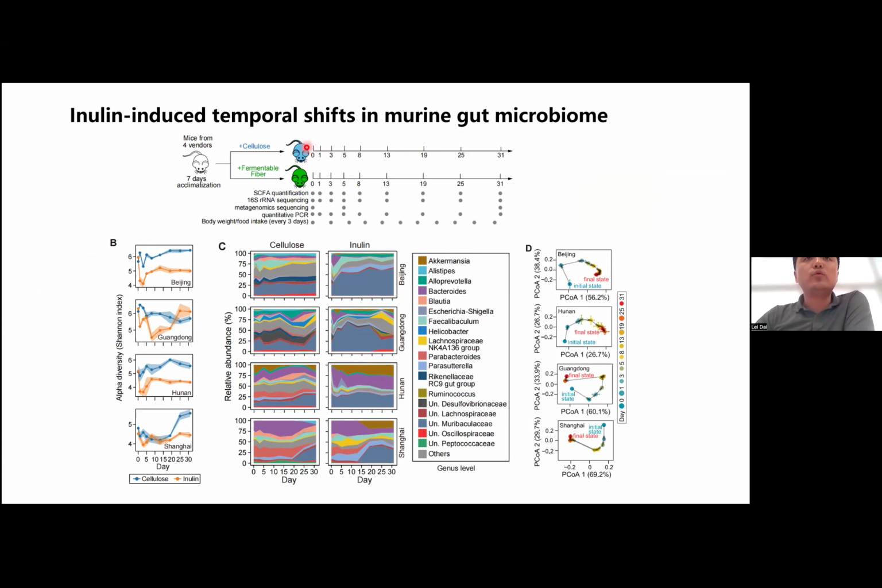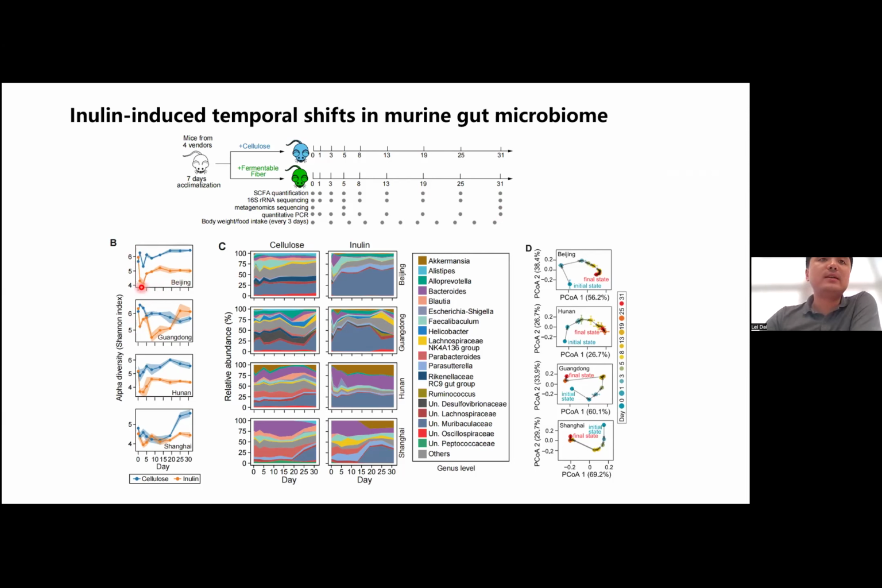We have a control group where we fed the mice cellulose, and for the experimental group, we fed them inulin. Then we collected fecal samples at different time points. So it's a time series, and what you can see is the microbial diversity. Here we use the Shannon index. Basically, you can think of it as: more diverse means more species and a more balanced microbiome.